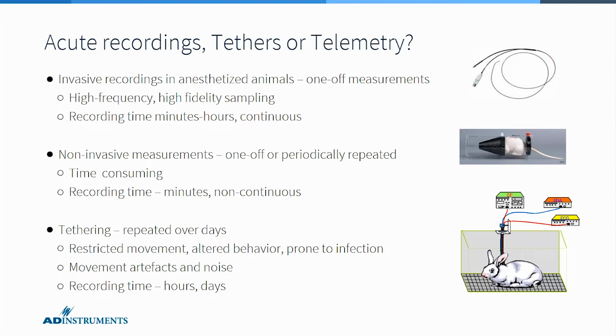A lot of evidence over time has shown that these studies restrict the movement of the animals during recording, leading to altered behavior and perhaps changes in the physiological activity of the animal as well. They can be quite prone to infection where you externalize the electrode leads or the catheter through the skin. They're also prone to movement artifacts and noise, where the tether is a big aerial, basically picking up environmental electrical noise, and is also moving around and can influence the data.